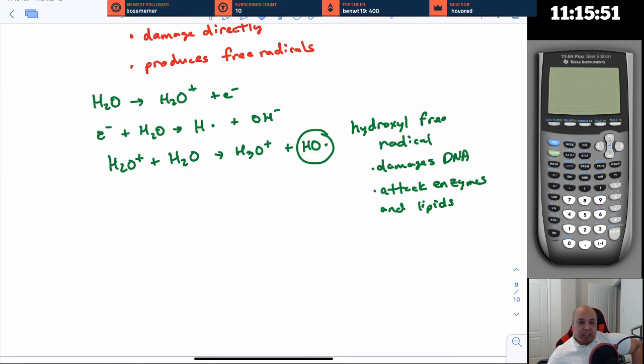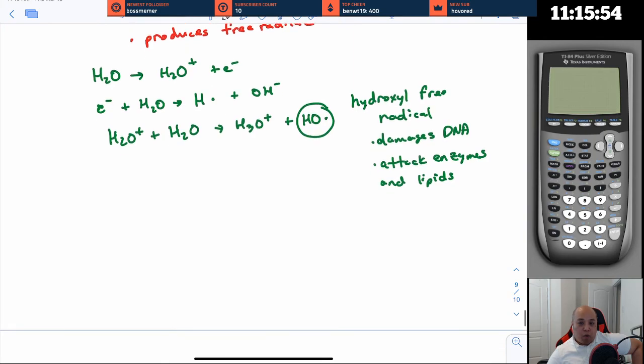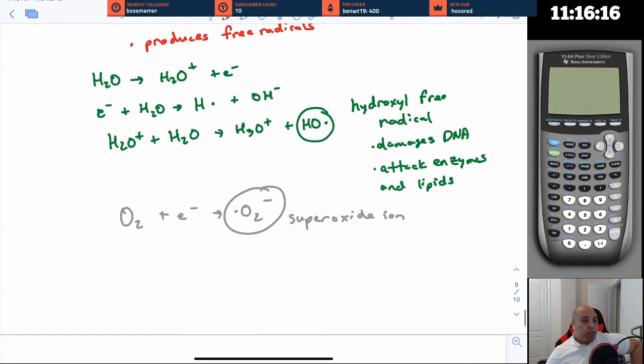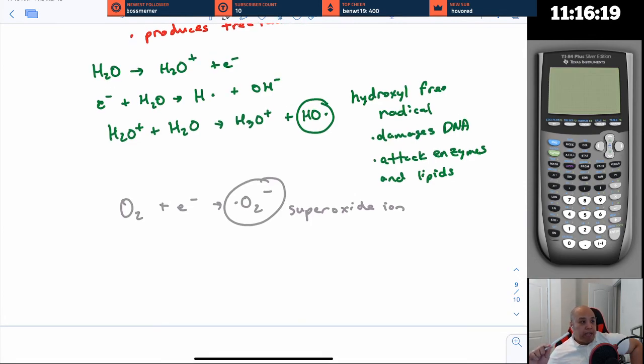Because the IB specifically states you need to know two free radicals in this. One is the hydroxyl free radical, and the other one is this, which is called the superoxide ion, when oxygen reacts with an electron to form this superoxide. So your job here is to know that nuclear energy, the ionizing radiation, can form free radicals such as hydroxyl and superoxide ions. And those free radicals can damage DNA in living cells.